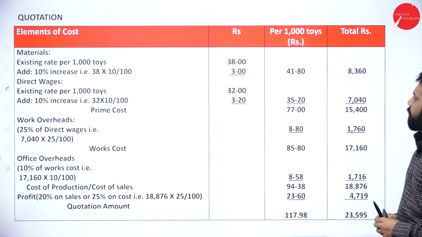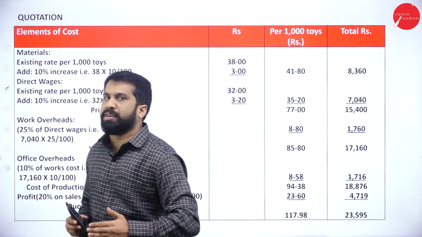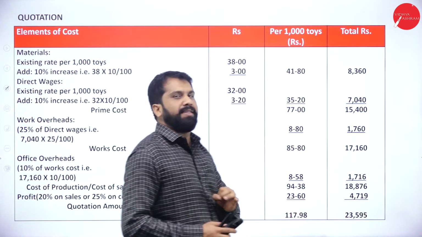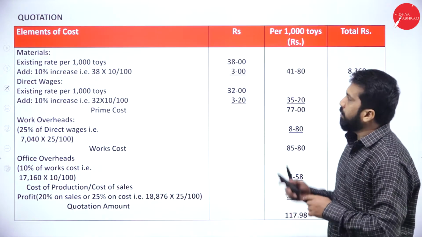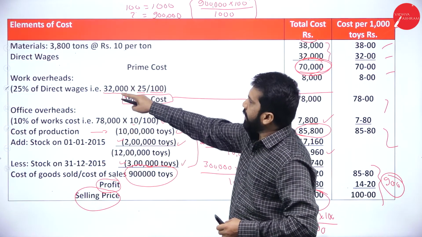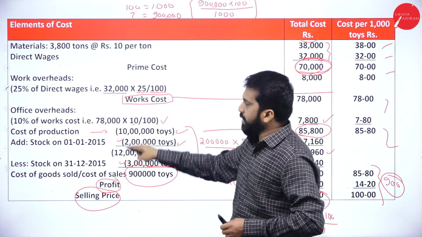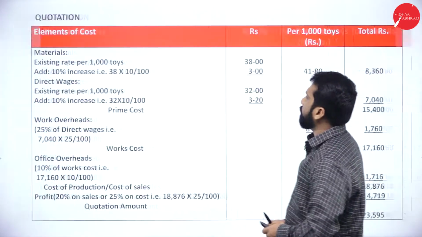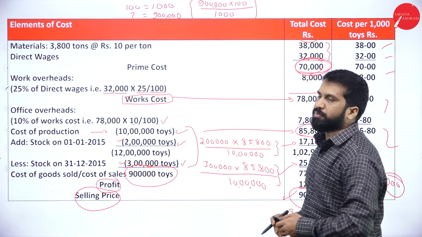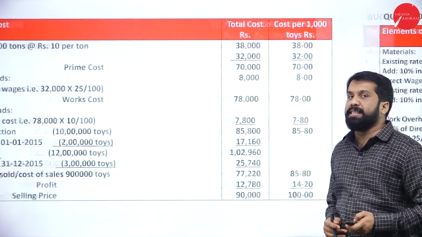Your next slide will be your quotation. We're done with your cost sheet. Now we are moving towards quotation. Now, under this quotation, how to do? Very easy. I'll go back to your problem. The same format we used: material plus direct wages, your prime cost, works overhead, then your office overhead, same procedure we will follow. Now, material, it will be 38 as per your previous one. But as per the information, what it says will go.